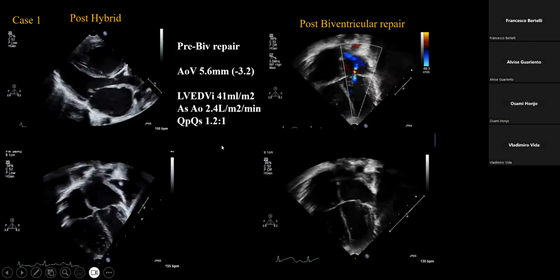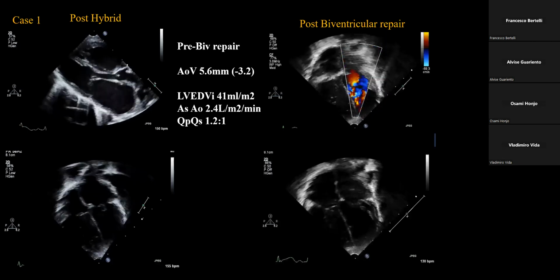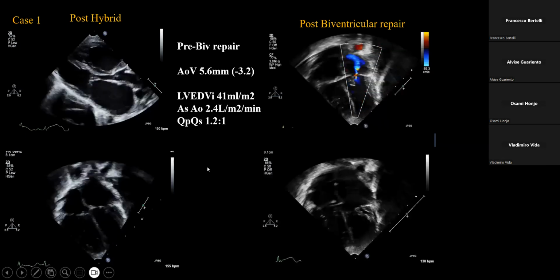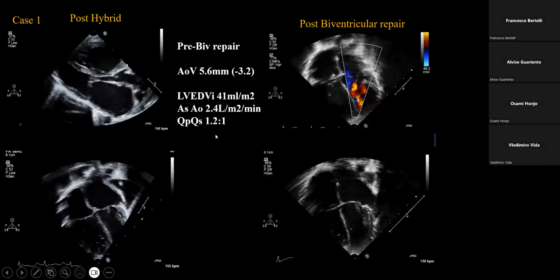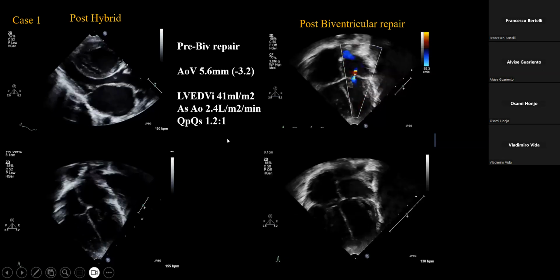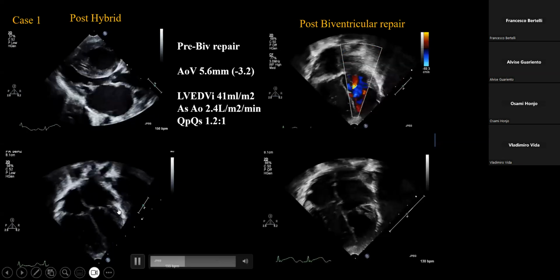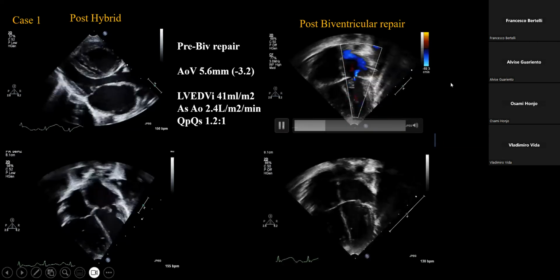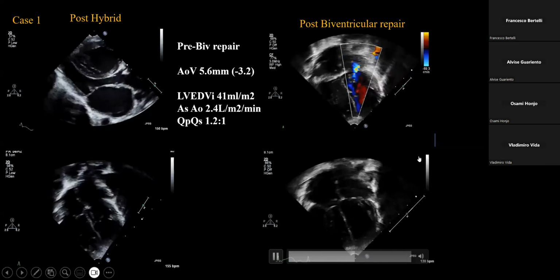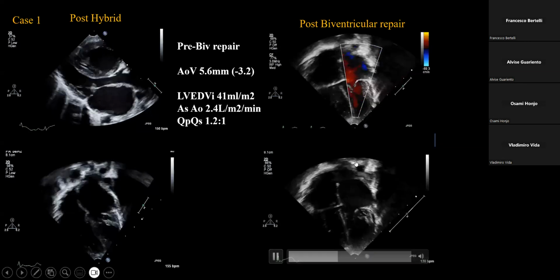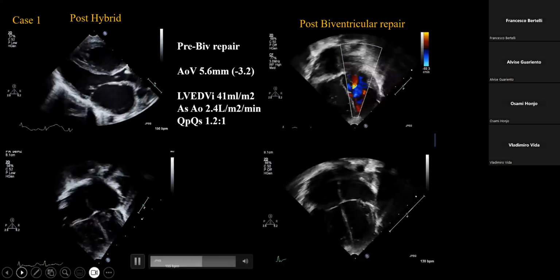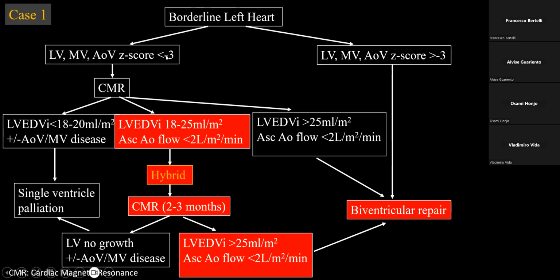That means the atrial septal defect obviously becomes small surgically, and that's also indicative of improving compliance of the left ventricle. So we did a full biventricular repair. We left a small atrial septal defect, and the left ventricle is nearly normal size now. So this patient followed this pathway: borderline LV, hybrid, repeated MRI, and then we were happy to proceed with the biventricular repair.